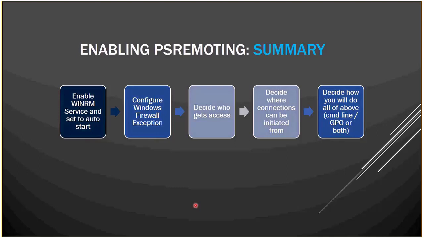But if you are, you need to poke a hole in your client firewall so you can successfully make that connection. But then after you get past those first 2, you have to start to put some thought into what you want to be allowed. I need to decide who gets access and where connections can come from. And then lastly, I really have to think about how am I going to configure all this? Group policy, command line, bake it into an image.